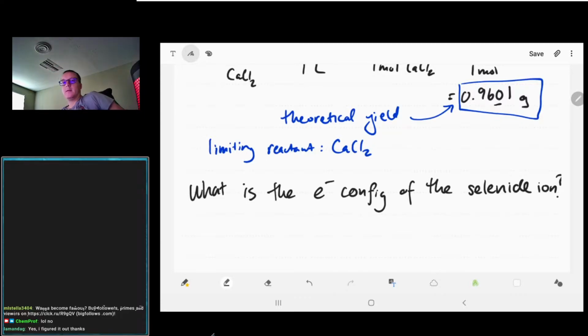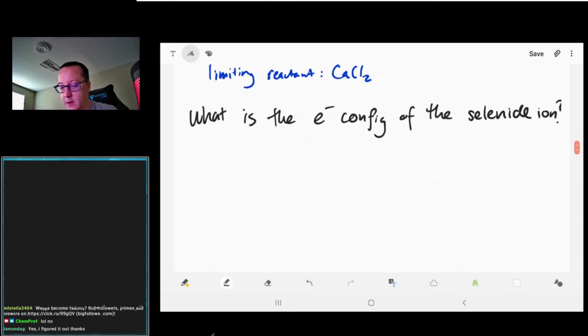All right. Awesome. Okay, cool. Alrighty, so here's a question for us. What is the electron configuration of the selenide ion? For practice, let's do this both ways. Let's do the expanded and the noble gas way. All right, selenide ion. What the heck is that?